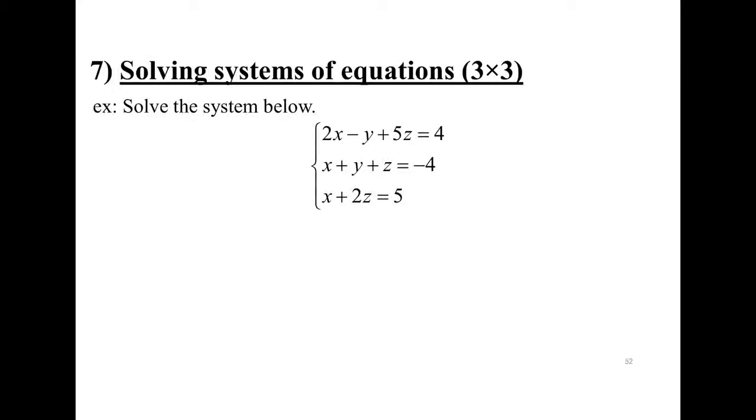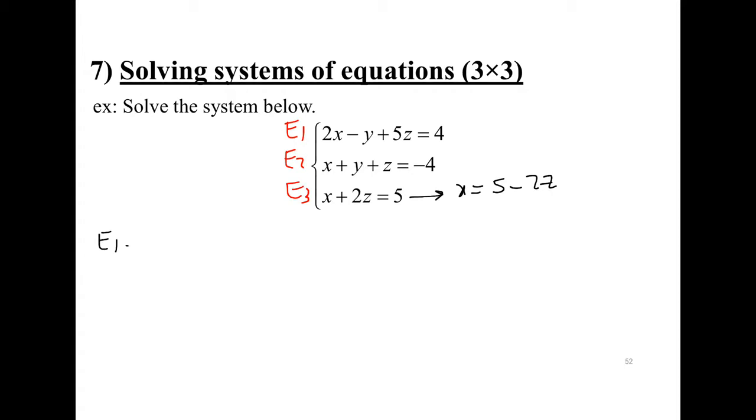Now in this example we have a 3 by 3 system to solve. Again, we call the three equations, for example, E1, E2 and E3. As you can see, in the third equation I already have x that can be written in terms of z only, so x is 5 minus 2z. So basically we're using the substitution method here.